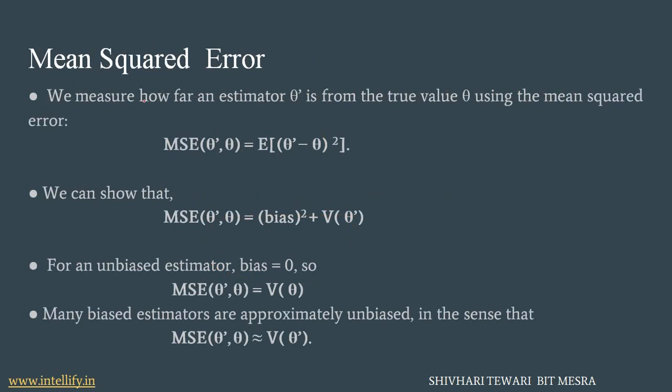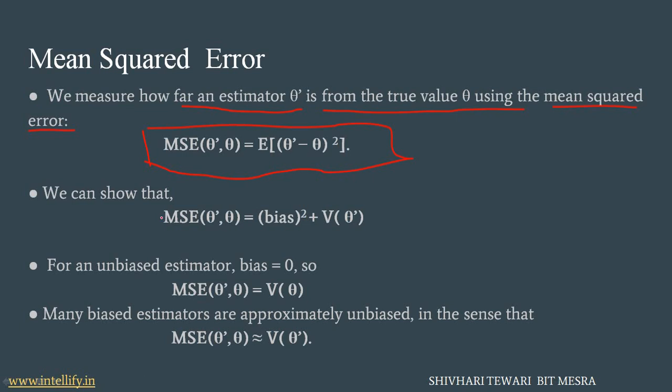Then there is mean square error. In mean square error, we measure how far an estimator theta dash is from the true value theta using the mean squared error. Here is the formula of mean square error, MSE(theta dash, theta) equals the expected value of (theta dash minus theta) whole squared.